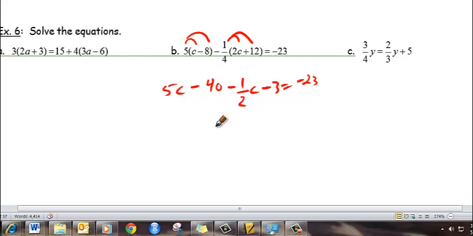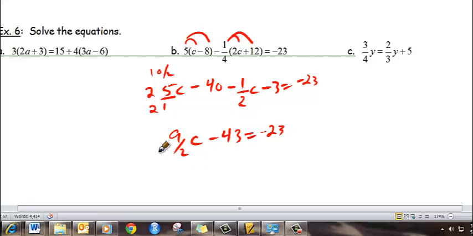So now, let's combine our like terms on the left. So if I wanted to combine 5 minus 1/2, it might be easy to do this as a decimal, like 5 minus decimal half is 0.5, that'd be just 4.5. Pretty quick. But if I want to keep this as a fraction, I got to put this over 2. So multiply top and bottom by 2. So this would be 10 halves minus 1/2 would be 9 halves. And then minus 40 minus 3 is -43 equals -23.